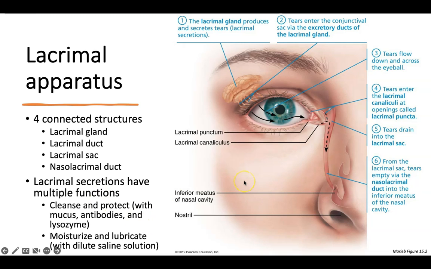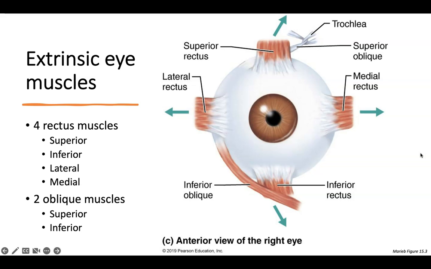Those tears, or lacrimal secretions, have several functions. So first, they cleanse and protect the eye. They do this with inclusions such as mucus, antibodies, as well as enzymes like lysozyme that attack bacteria. Additionally, the tears moisturize and lubricate the eyes, and this is with a dilute saline solution. So that's the 4 connected structures of the lacrimal apparatus and its function as producer and secretor of tears, or lacrimal secretions.